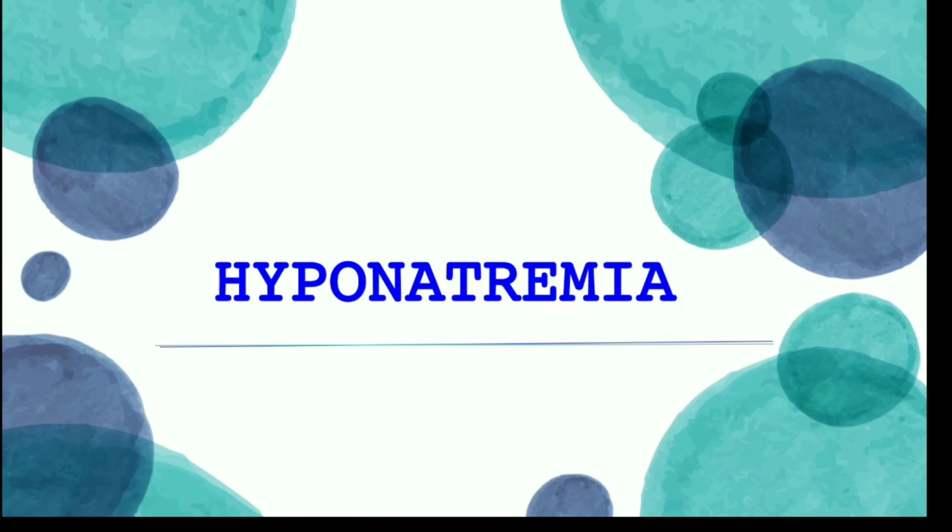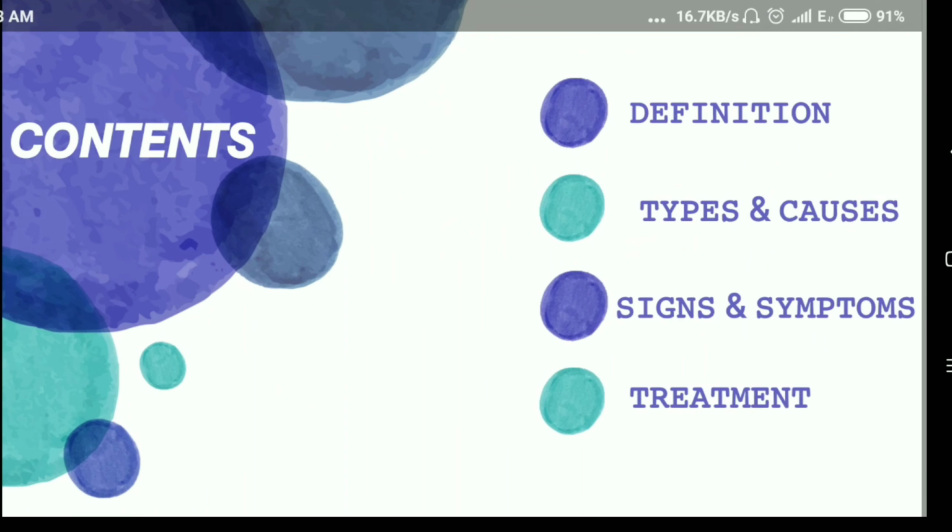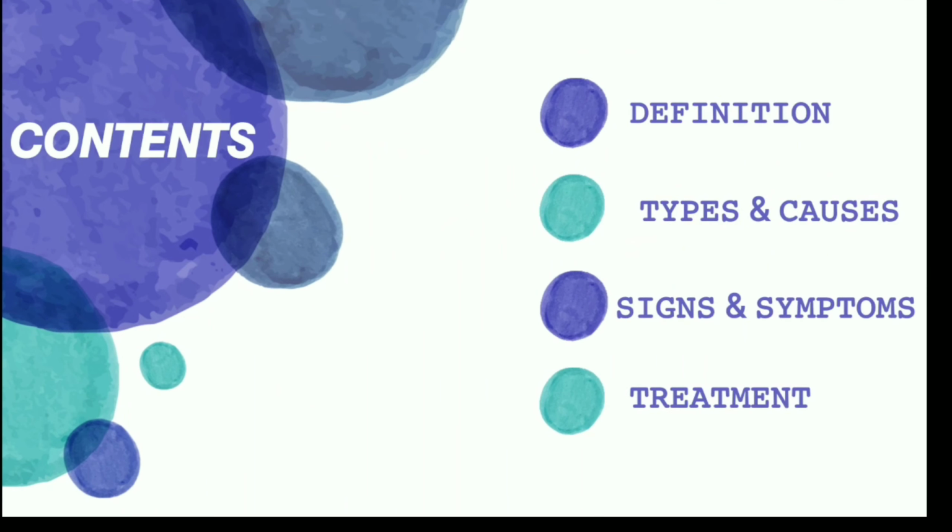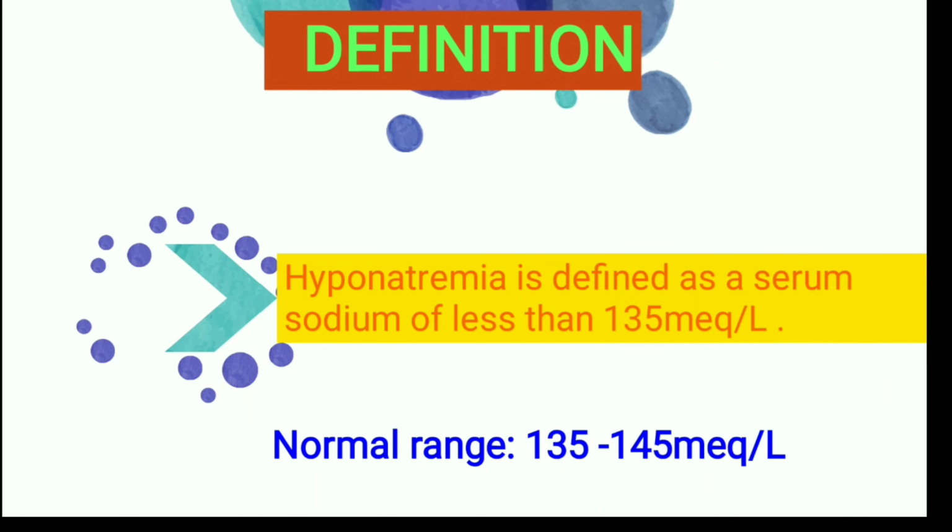Hyponatremia. The main contents of this topic are the definition, types and causes, signs and symptoms, and the treatment. So let's move on to the topic in detail. Definition: hyponatremia is defined as a serum sodium of less than 135 milliequivalents per liter. The normal range is 135 to 145 milliequivalents per liter.